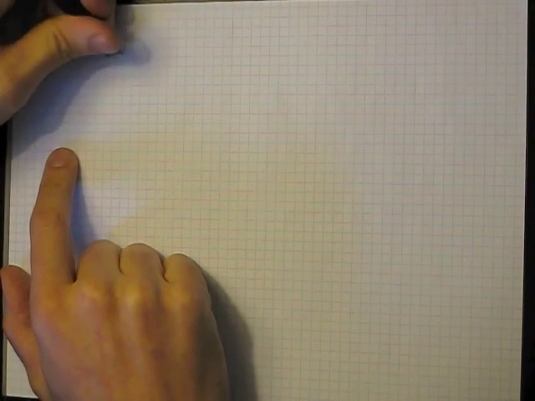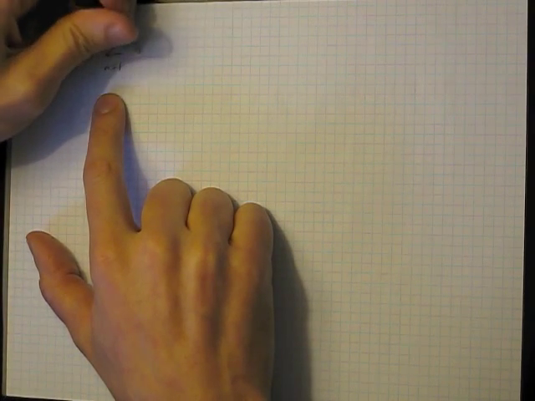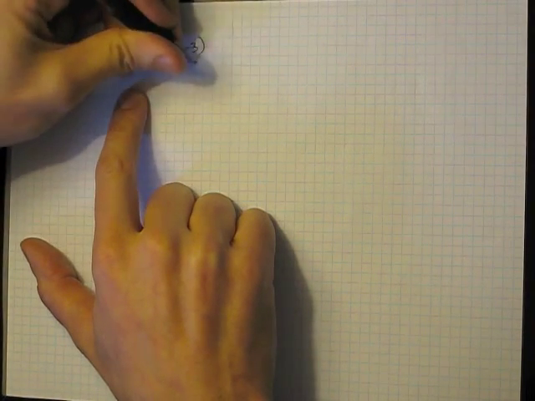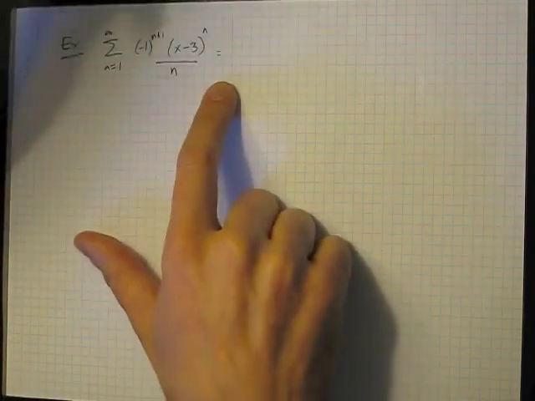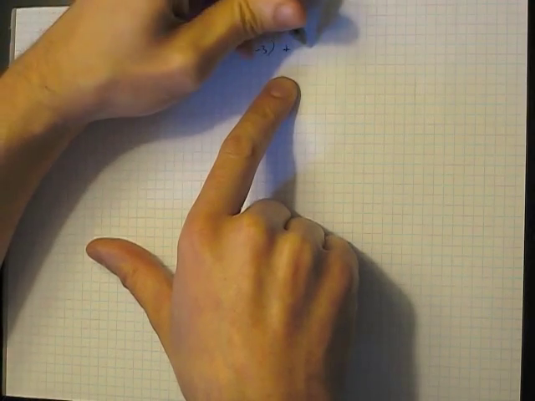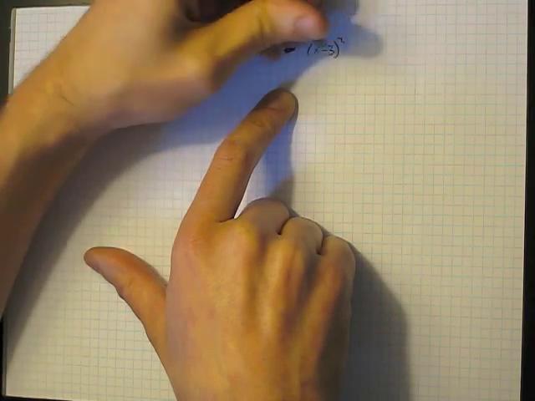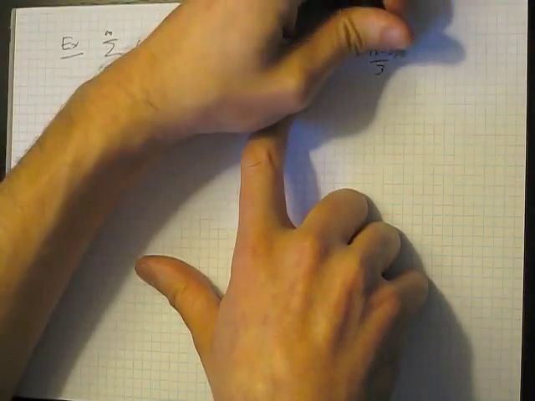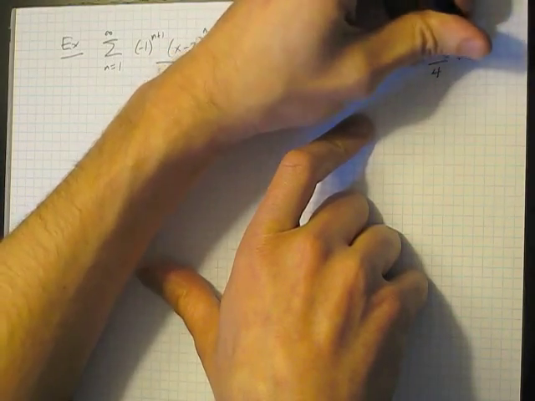Now, let's take a look at another example. We don't have to start at 0, but we'll start here at 1. We have (minus 1) to the n plus 1 power, times (x minus 3) divided by n, to the n power. Starting at 1, we get (x minus 3), minus (x minus 3) squared over 2, plus (x minus 3) cubed over 3, minus, and we'll do one more, (x minus 3) to the 4th over 4, and so on.